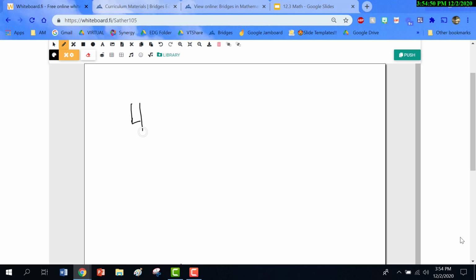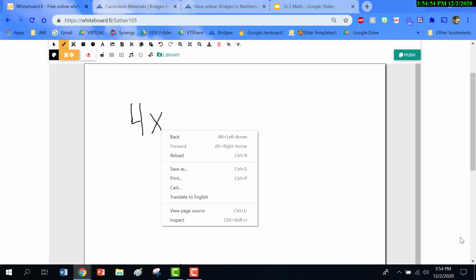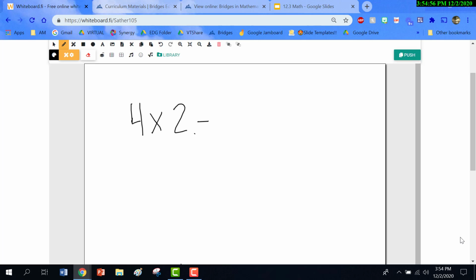4 times 2. So on your whiteboard or your scrap sheet of paper, whatever you're using, you're going to try and solve 4 times 2, remembering what we learned yesterday when we talked about multiplying by 2's. Pause the video if you need more time.